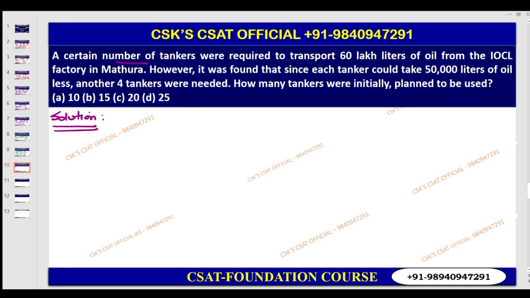First of all, a certain number of tankers were required to transport 60 lakh liter of the oil from the IOCL factory in Mathura. However, it was found that since each tanker could take 50,000 liter of the oil less, another 4 tankers were required. How many tankers were initially planned to be used? Very important model. Now, how to solve this one?